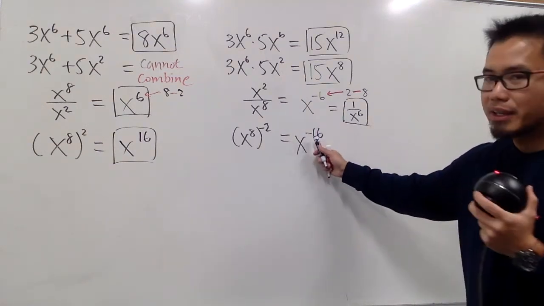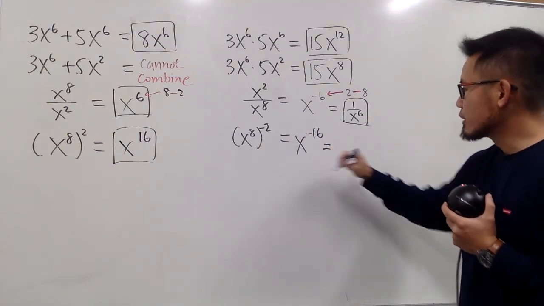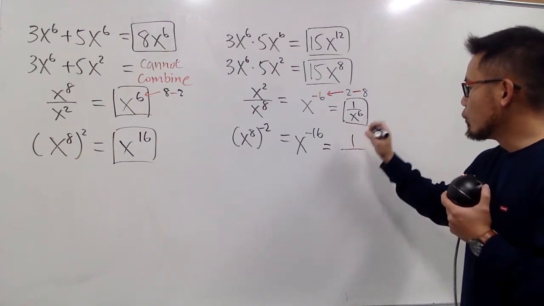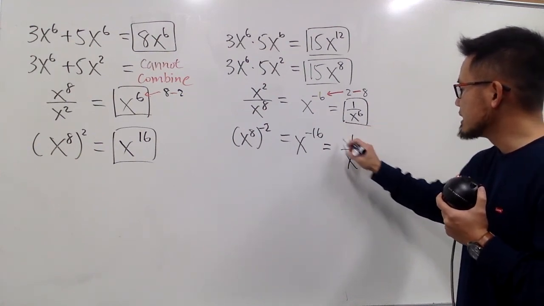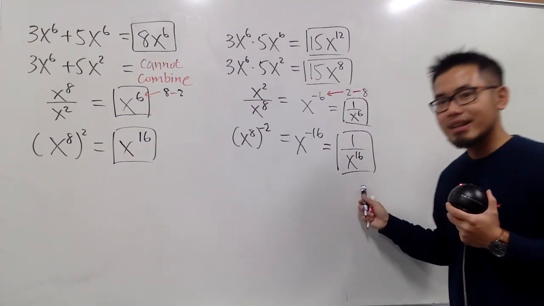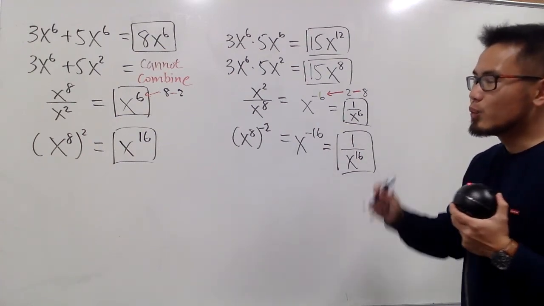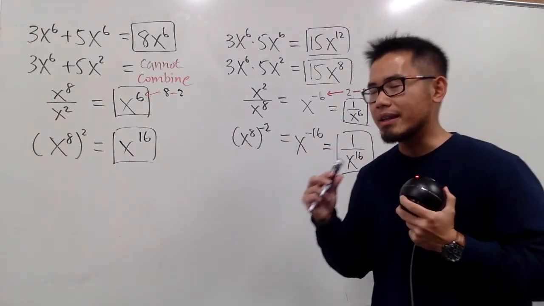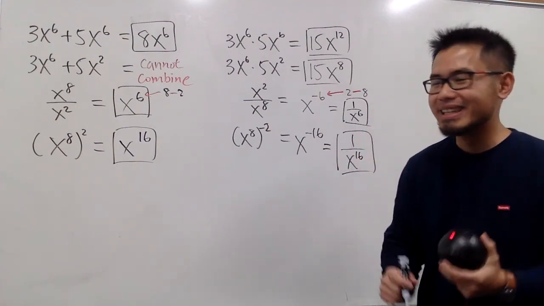However, we have a negative exponent again, so bring this down to the denominator. It is 1 over x to the positive 16th power. And we are done. Be really careful with the rules of exponents and when and how to combine like terms. That's it.